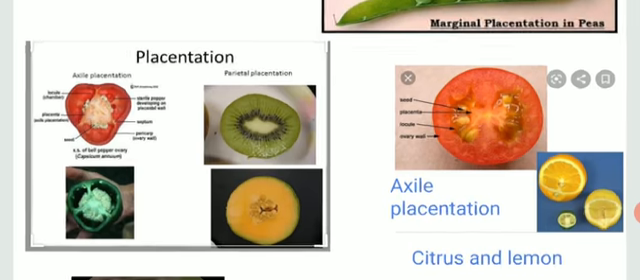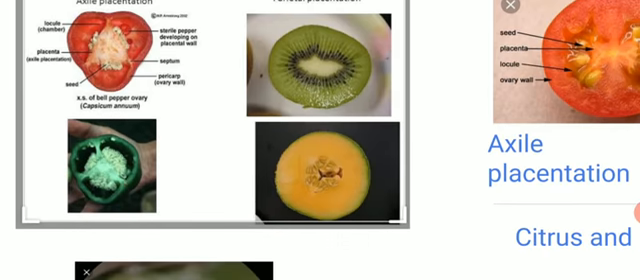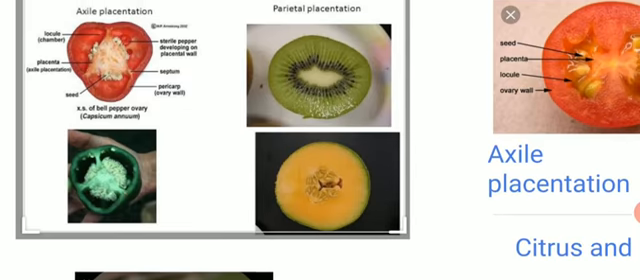In this also, capsicum also when we cut, right? So they have shown the bell pepper and the capsicum diagram. So it is also showing the axile placentation.